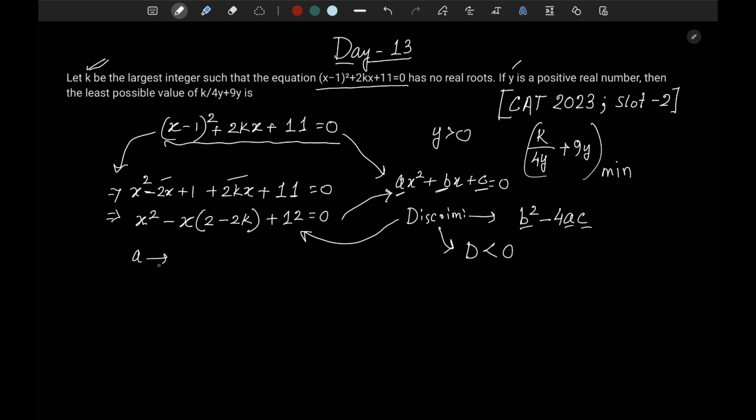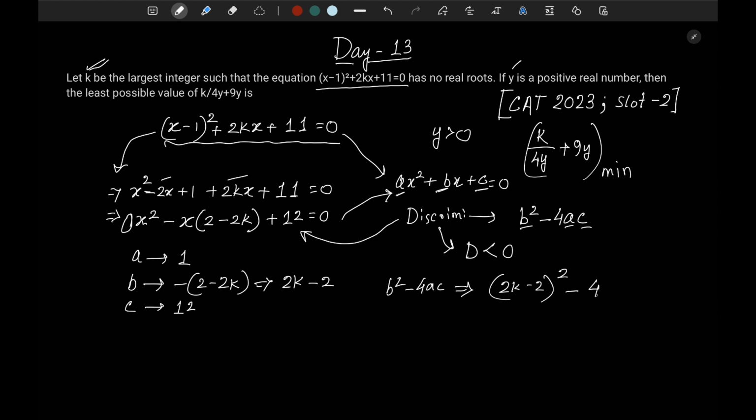What is your a? Your a is the coefficient of x square, which is 1 here. Your b is nothing but the coefficient of x, which is minus 2 minus 2k, or you can say this is 2k minus 2, right? And your c is your constant term, which is 12. So now we will evaluate this b square minus 4ac. That will be (2k minus 2) whole square minus 4 into 12 into 1.